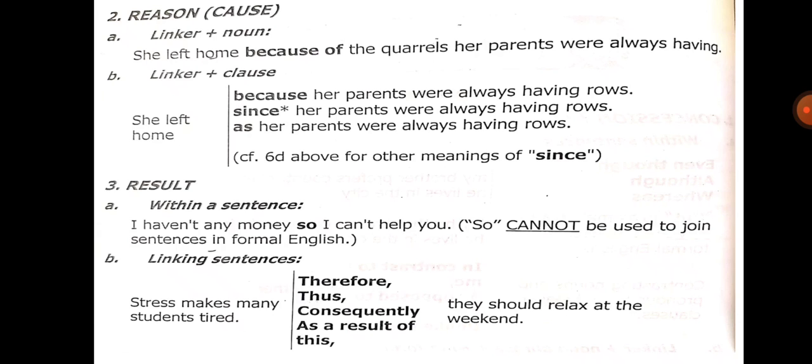The third type is result. The first type, within a sentence. I haven't any money, so I can't help you. The second type, linking sentences. Stress makes many students tired. Therefore, they should relax at the weekend. Or, as a result of this, they should relax at the weekend.